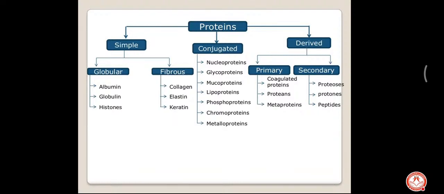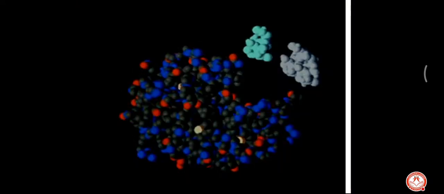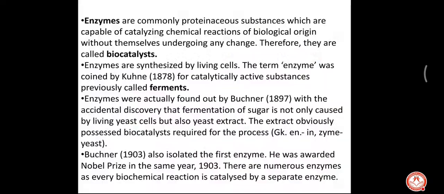Now the derived proteins are primary and secondary. Primary derived proteins are coagulated proteins and metaproteins. Secondary derived proteins are proteoses, peptones and peptides. Now the most important topic, enzymes. Enzymes are commonly proteinaceous substances which are capable of catalyzing chemical reactions of biological origin without themselves undergoing any change. They are called biocatalysts. All the enzymes are protein in nature except ribozyme. Enzymes are synthesized by living cells.